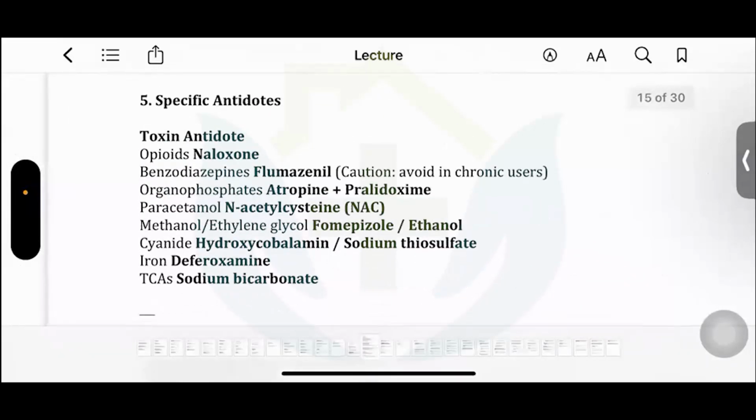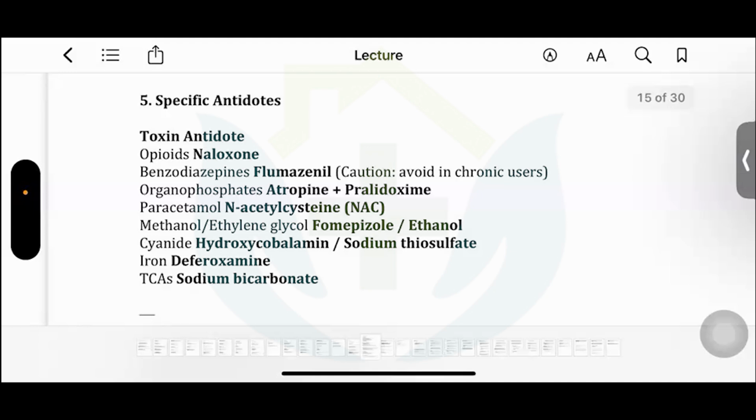So specific antidotes are, in case of opioids, it is naloxone. In case of benzodiazepines, it is flumazenil. Avoid in patients of chronic use. Why? Giving flumazenil in a patient who is taking benzodiazepines chronically can throw seizures in this patient. Organophosphates, atropine and pralidoxime is the standard. For paracetamol poisoning, N-acetylcysteine is the standard.